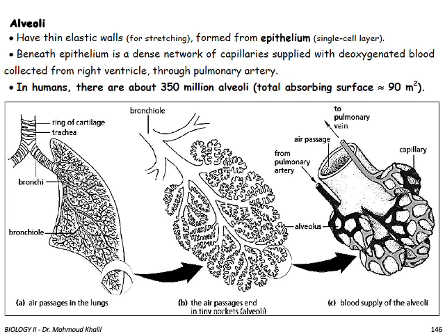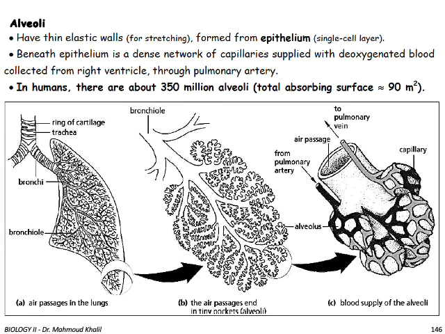So what are alveoli and what is their structure? The alveoli have thin, elastic walls for stretching, formed from epithelium, so it's a single cell layer. Beneath the epithelium, there is a dense network of capillaries supplied with deoxygenated blood collected from the right ventricle through the pulmonary artery. Normally in humans, there are about 350 million alveoli with a total absorbing surface of around 90 square meters.